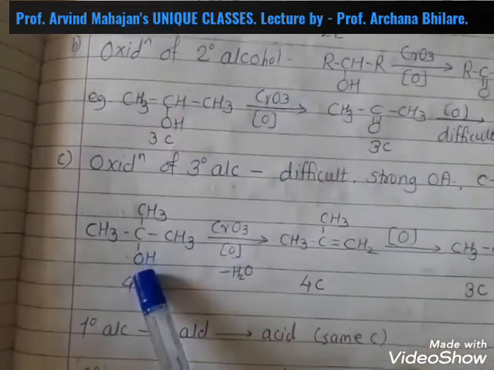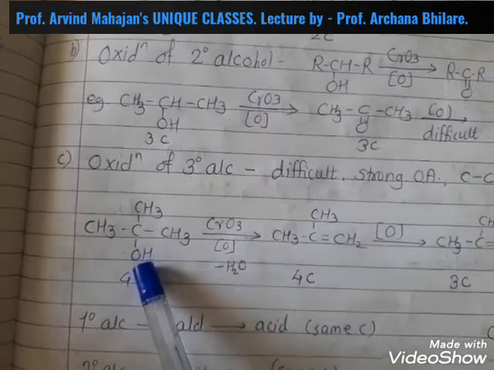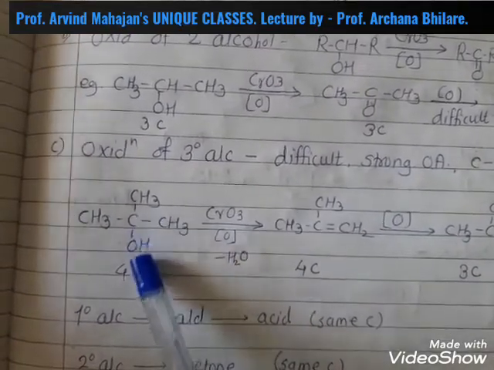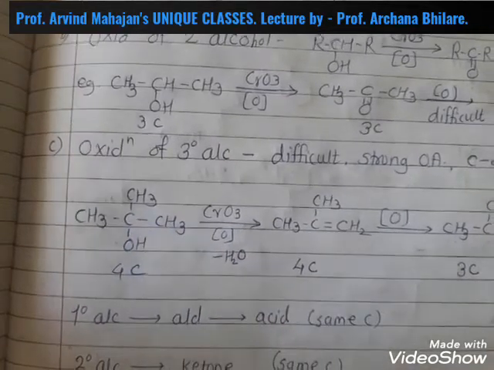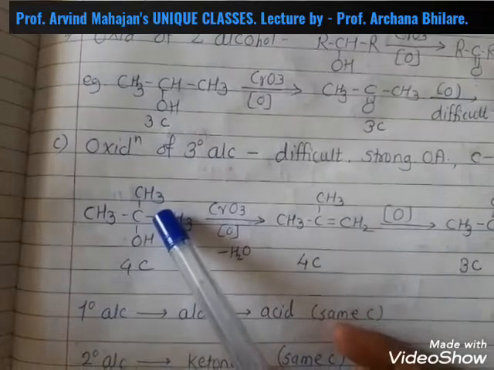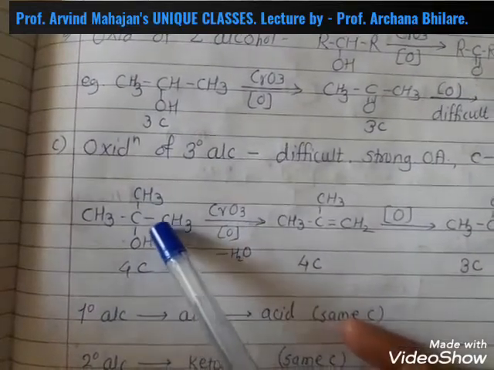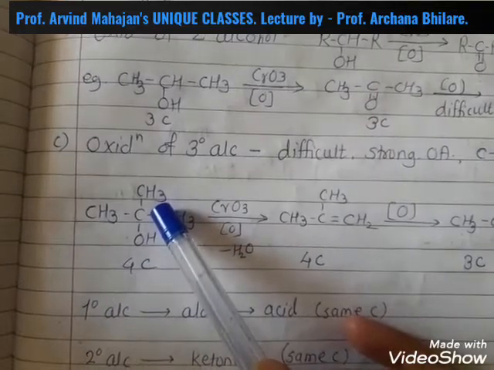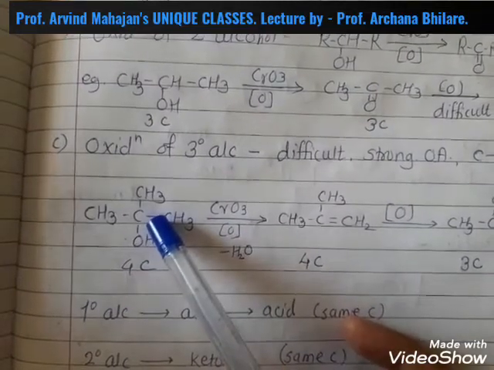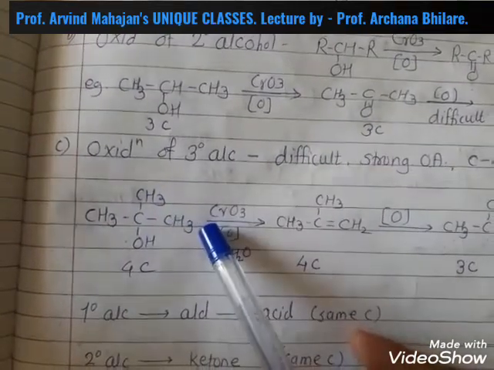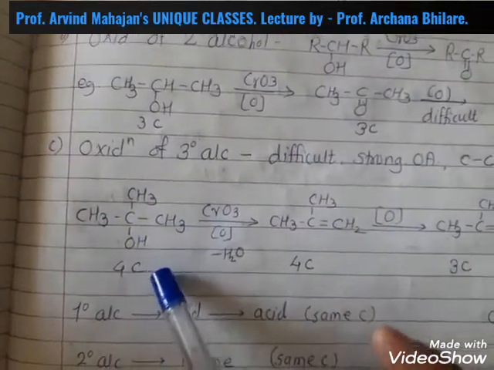Now in case of tertiary alcohol, oxygen has hydrogen, but the carbon to which that OH group is attached does not have any hydrogen attached to it. Means suppose we have to remove this H, then we have to take H of the adjacent carbon, but the adjacent carbon doesn't have any hydrogen. It has 3 R groups. Okay, so it is difficult to oxidize.